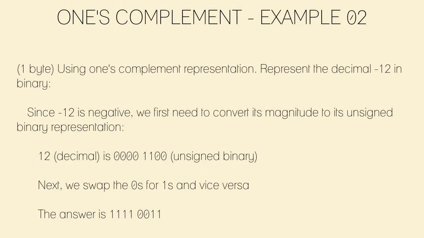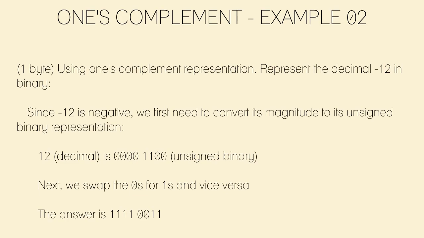Let's move on to another example, this time involving a negative number. Our task is to represent the decimal number -12 in binary using 1's complement. Now, when dealing with negative numbers in the 1's complement system, there's an additional step compared to positive numbers. Here's the process. First, we're going to ignore the negative sign and just focus on the magnitude of the number, which is 12. We convert this number to its unsigned binary representation, just like we did with positive numbers.